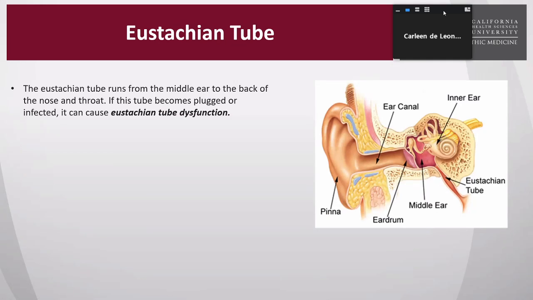All right, moving on to the eustachian tube. It runs from the middle ear to the back of the nose and throat. If this tube becomes plugged or infected, it is called eustachian tube dysfunction. The eustachian tube helps regulate ear pressure, and it also drains the excess fluid from the middle ear.